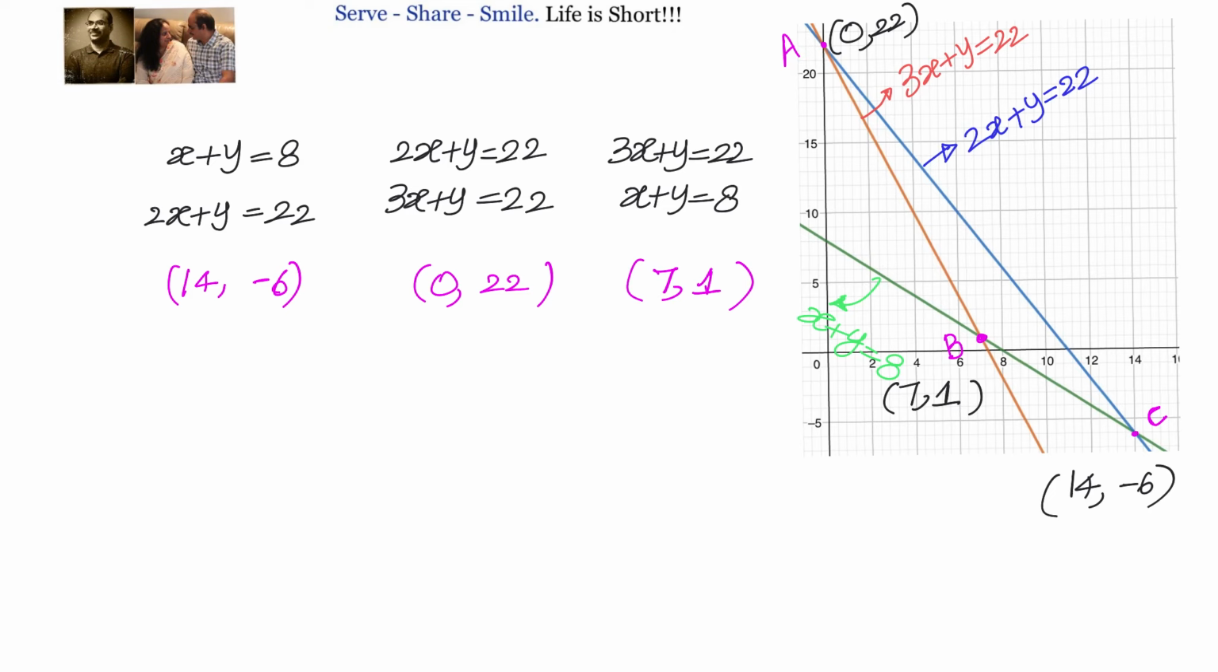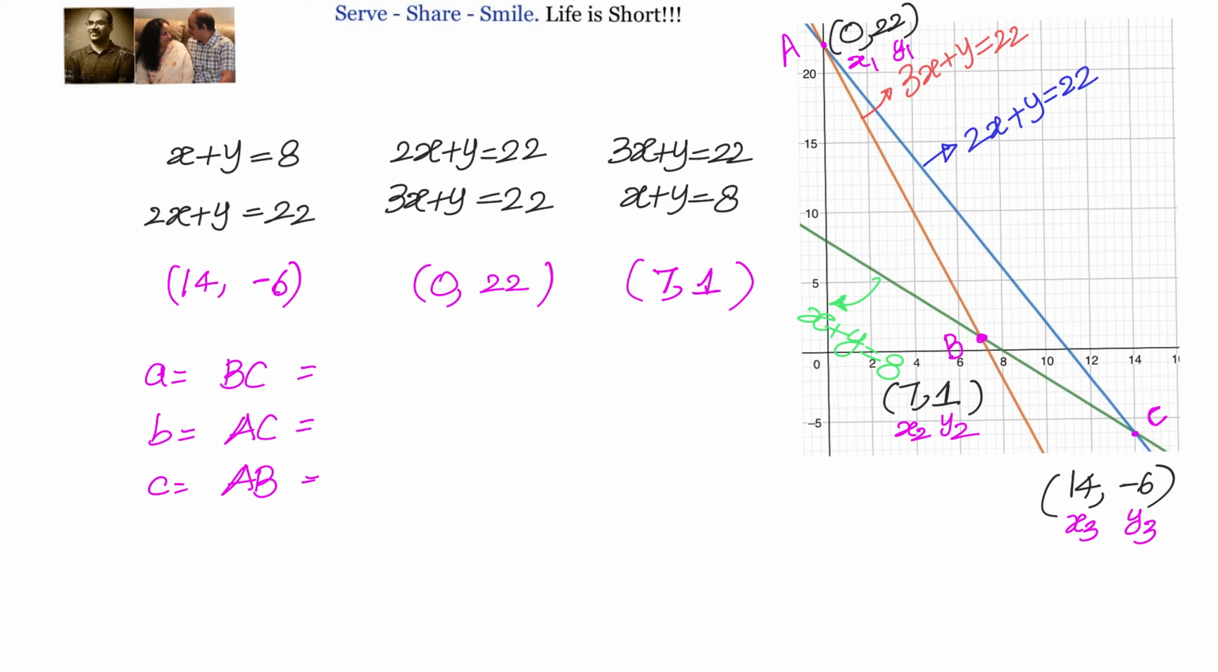Now according to our formula, this is our x1 and y1, this is x2 and y2, and this is x3 and y3. What is small a? Small a is equals to BC, small b equals to capital AC, and small c equals to AB. Let's find out first what is small a.